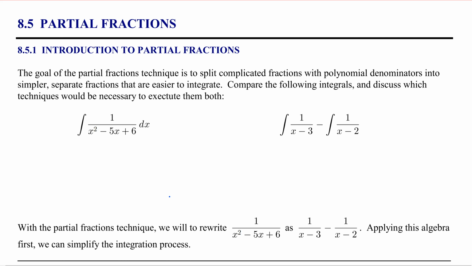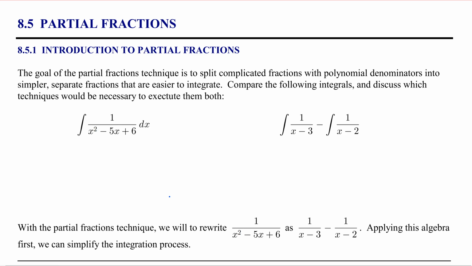In this section, we're going to look at rational functions as integrands that don't fit either of those techniques. In section 8.5, we will apply an algebraic technique called partial fractions to the integrand to simplify it and prepare it for a simpler integration process. So, what are partial fractions? The goal of the partial fractions technique is to split complicated fractions with polynomial denominators into simpler, separate fractions that are easier to integrate.